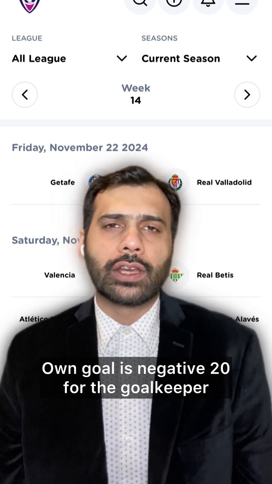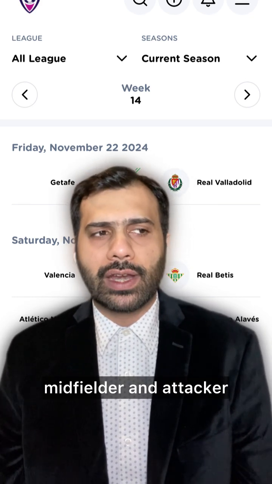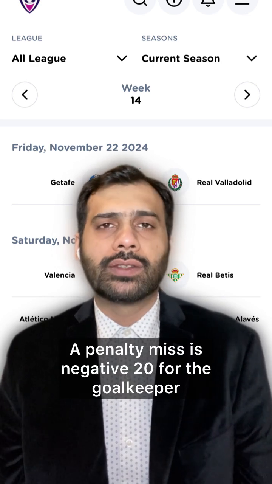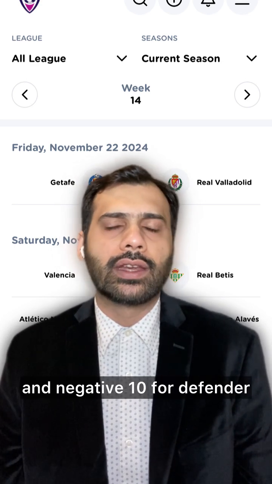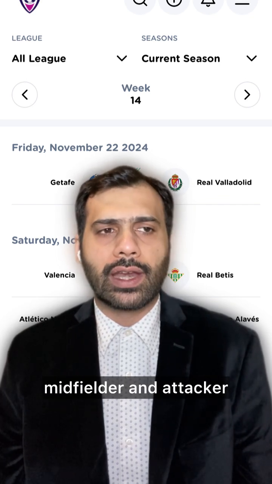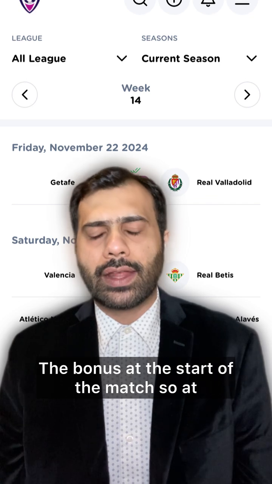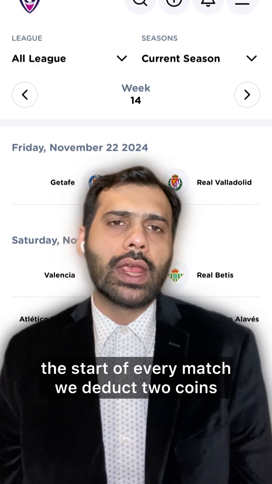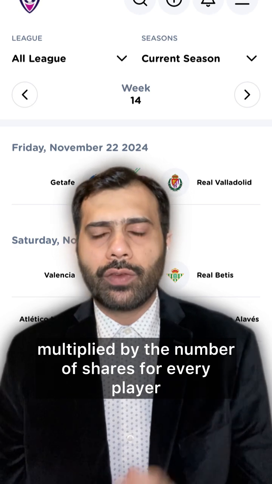Own goal is negative 20 for the goalkeeper and negative 10 for defender, midfielder, and attacker. A penalty miss is negative 20 for the goalkeeper and negative 10 for defender, midfielder, and attacker. The bonus at the start of the match: at the start of every match, we deduct 2 coins multiplied by the number of shares for every player.